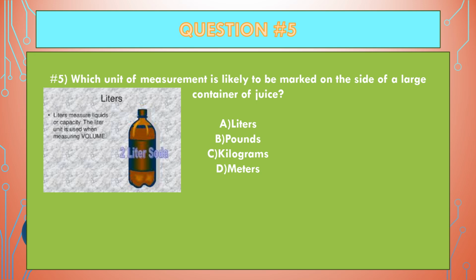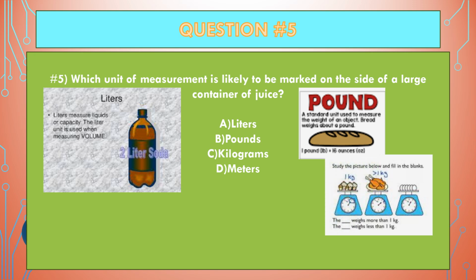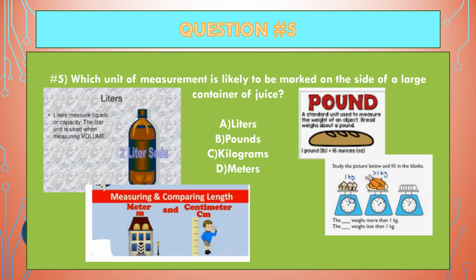Now, let's take a look at an example of pounds, right? All right, a pound is a standard unit used to measure the weight of an object, like bread. You weigh bread by the pound. All right, 1 pound is equal to 16 ounces. Here's an example of kilograms. All right, so with kilograms, basically it's used to measure weight, usually of smaller objects. And finally, meters. Meters are used for measuring and comparing length, like a meter stick, which is like one of those really, really long rulers.